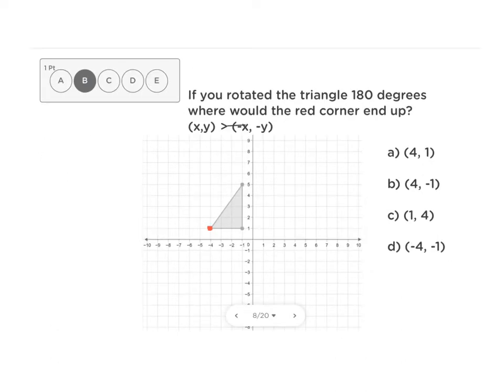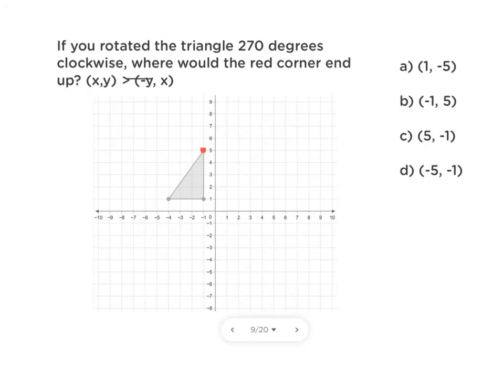On question number 8, we've got the same location, -4, 1, and this time we're going to go 180 degrees. And on this one, it's the easiest rule ever. You just take the opposite of both values. So the opposite of -4 is +4, and the opposite of +1 is -1. And so we should have 4, -1, which is letter B.